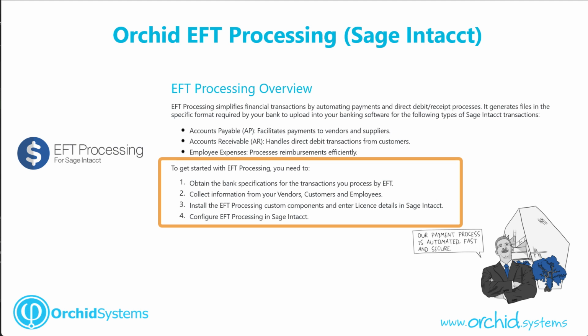To get started with EFT processing, you need to obtain the bank specifications for the transactions that you process by EFT. You need to collect information from your vendors, your customers, your employees, depending on what you're processing. You can then install the EFT Processing custom components and enter the license details in Sage Intacct. And then you can configure EFT Processing in Sage Intacct and start generating files.